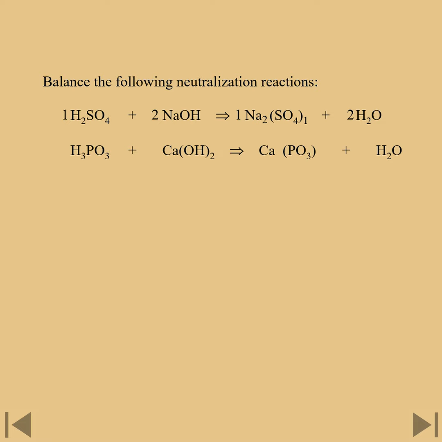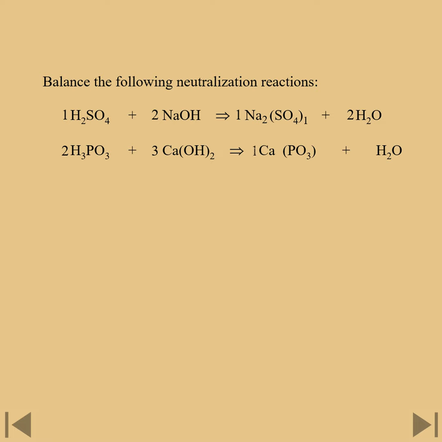Next we have phosphorous acid reacting with calcium hydroxide. The acid is a source of 3 hydrogen ions, the base is a source of 2 hydroxide ions, and now the least common multiple of 3 and 2 is 6. So 6 hydrogen ions requires 2 phosphorous acids. 6 hydroxide ions requires 3 calcium hydroxides.